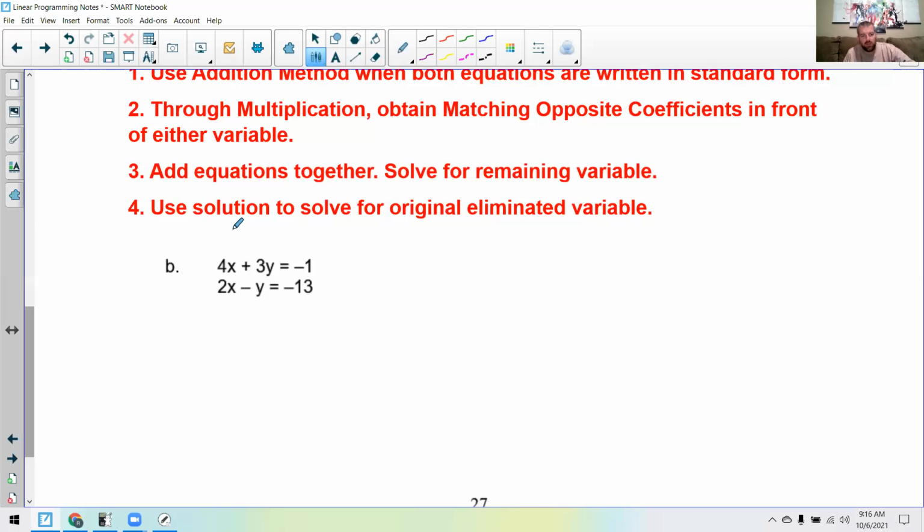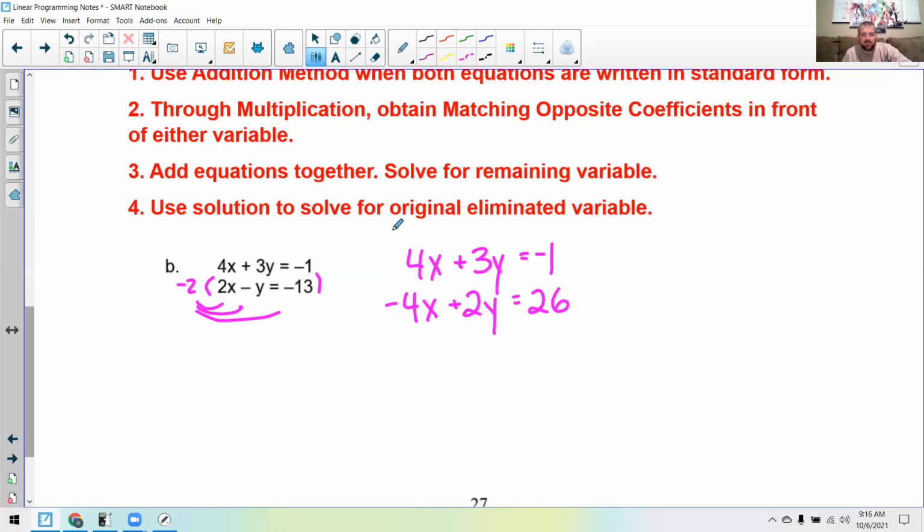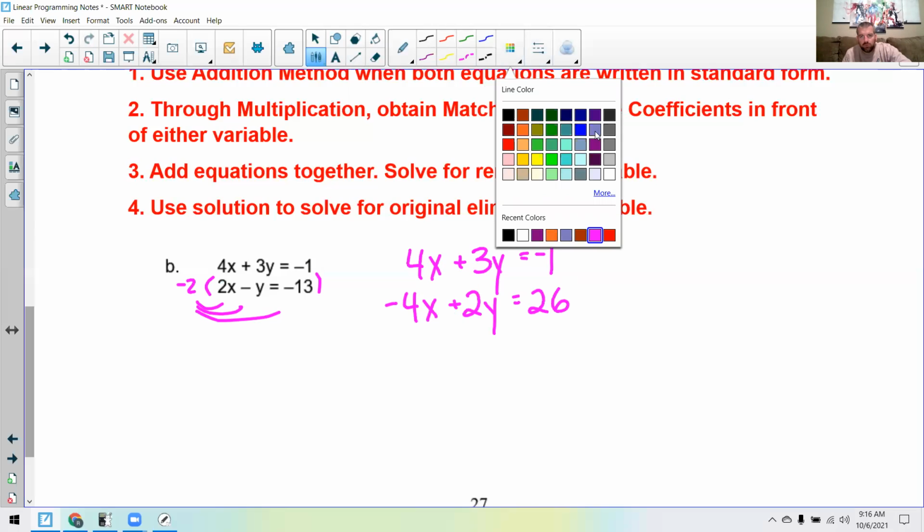Okay, yeah, multiply the bottom by -2. I'll show you. If I multiply the bottom equation by -2, the top one's going to stay 4x plus 3y equals -1. The bottom one, watch your signs, is going to be -4x. -2 times -y is positive 2y. -2 times -13 is positive 26. So when I add these, the x's will go away.